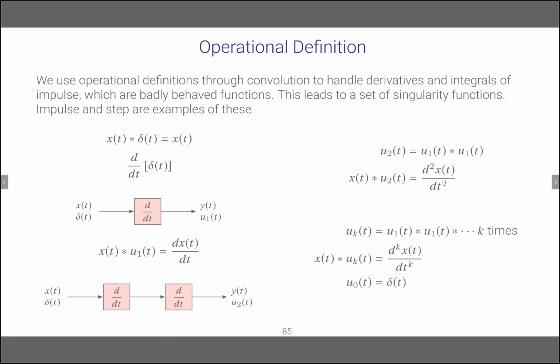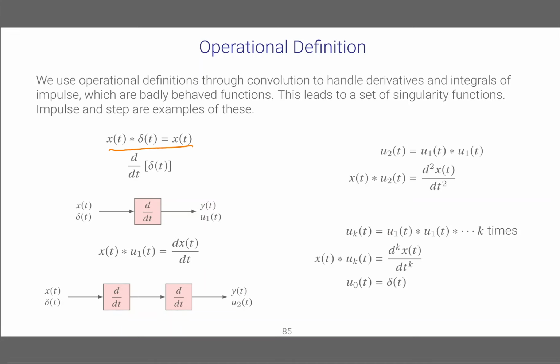We use operational definitions through convolution to handle derivatives and integrals of the impulse, which are badly behaved functions. This leads to a set of singularity functions. Impulses and steps are examples of these. If you convolve x(t) with delta(t), you get x(t). So what is d by dt of delta(t)? You will write u1(t) as the impulse response of that. So if you convolve x(t) with u1(t), you get d by dt of x(t).